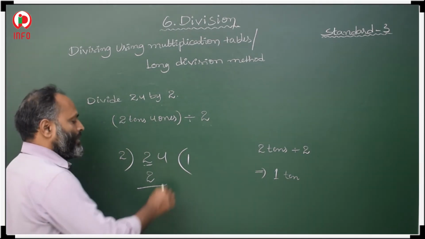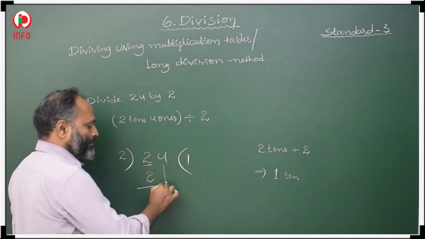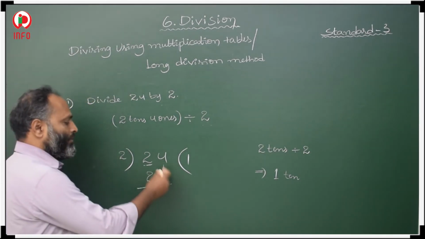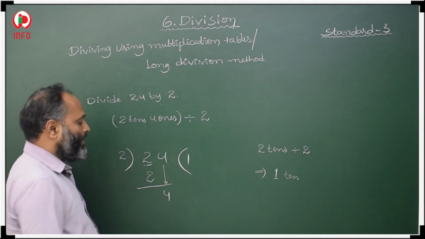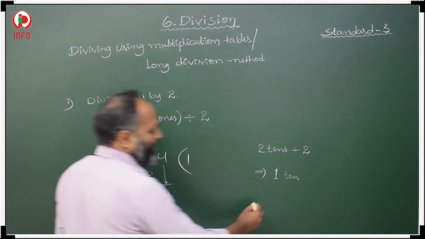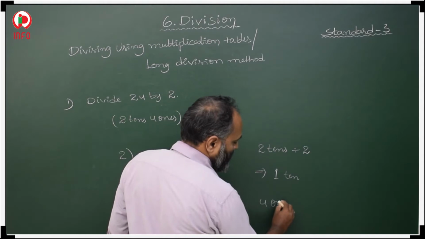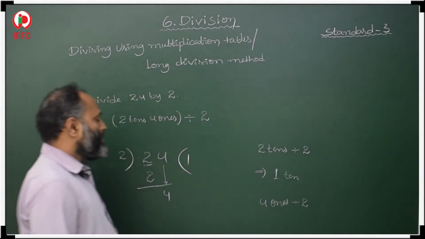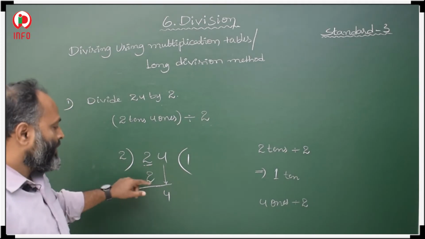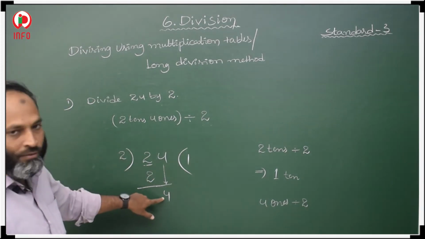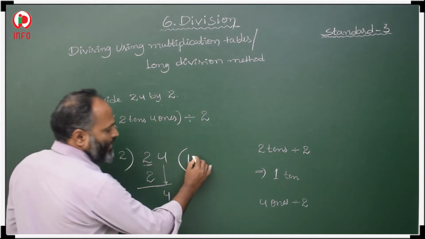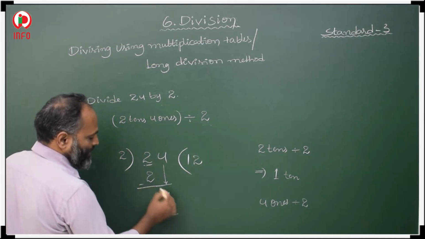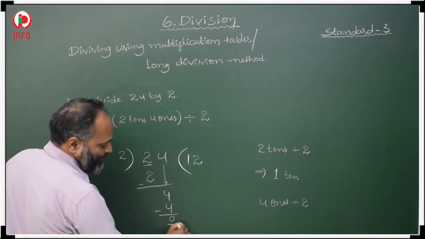Then after that we have to take the ones place. What is the ones place? 4 ones. Now 4 ones we have to divide by 2. In the 2 table, when will you get 4? 2 2s are 4, that 2 you have to take. 2 2s are 4. Now you subtract it, 4 minus 4 is 0.